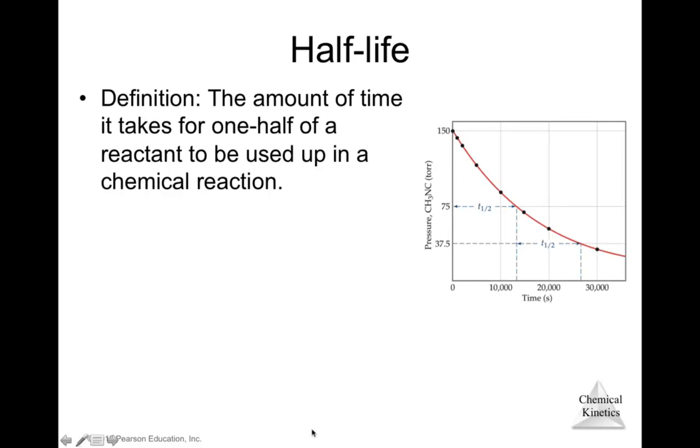So, here we have a graph. The pressure is basically associated with the concentration. So 150 torr, half of 150 torr is 75. So here, when we reach 75 torr, we look for the time, and that will be the half-life for CH3NC.